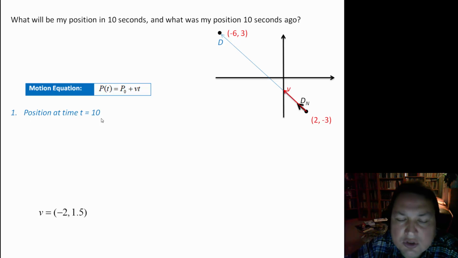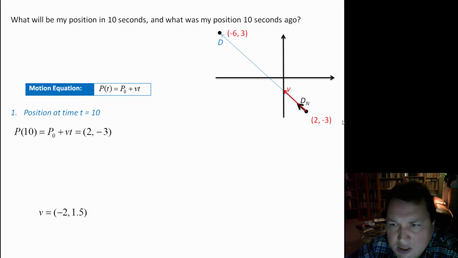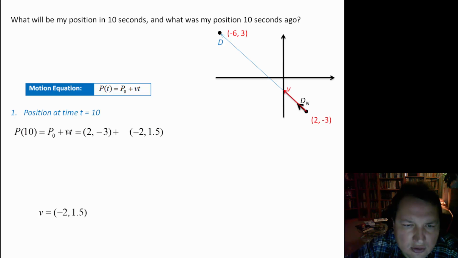Therefore, my position at time t equals 10 seconds is given as follows. This symbol means the position at time equal to 10 seconds. That's the initial position p0, this one here, plus vt. So the initial position is basically (2, -3), plus velocity. Velocity is (-2, 1.5). It was calculated in the previous step.